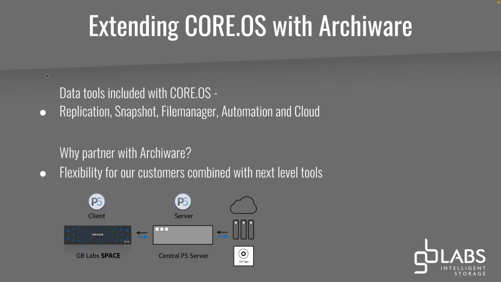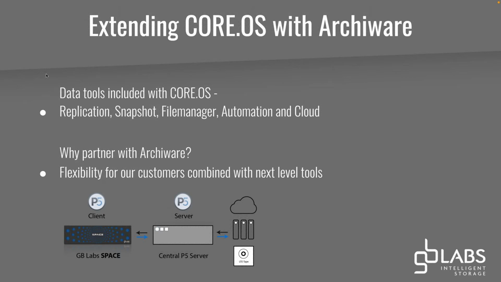Okay, so why are we talking here with Archiware? Well, we have our own data tools inside the system. So we can replicate data, we can snapshot data. We have our file manager allowing you to manually or on a schedule copy files in between our storage systems. We have automation with watch folders. So we can take a folder on some storage, we can watch it, we can push files and action them and rename them and move them around, perhaps to other storage, other servers, other NAS systems, or the cloud.